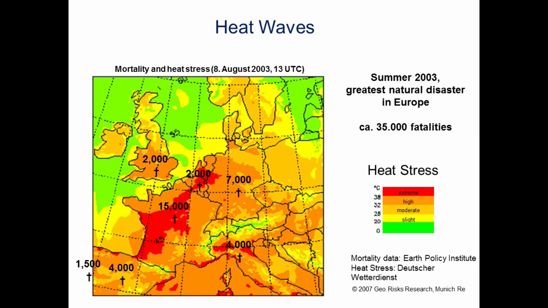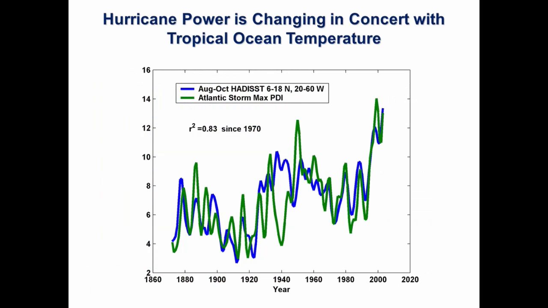We'll look at climate extremes like heat waves. This is a diagram showing the temperature anomaly and heat stress accompanying a big heat wave in the summer of 2003 in Europe, which is estimated to have killed about 35,000 people. Are heat waves like this becoming more common? Do we expect them to become more common? If they do, what's the implication of that?